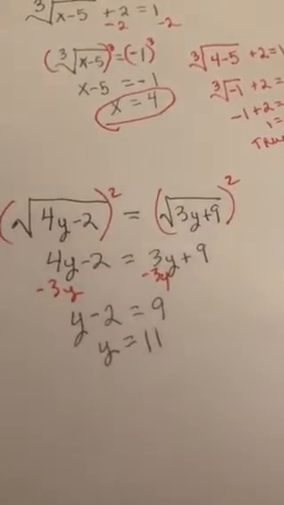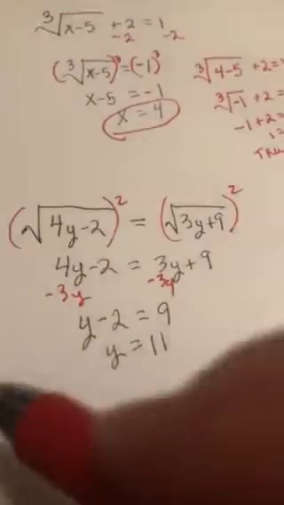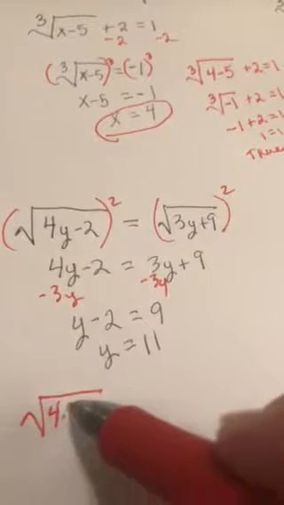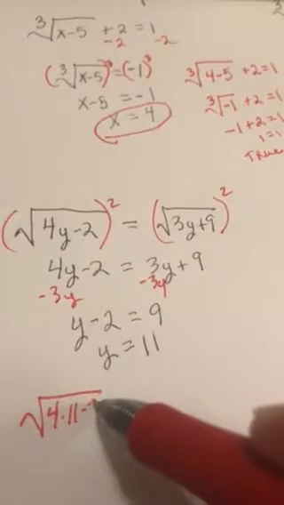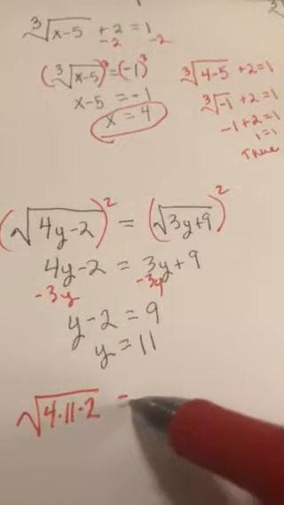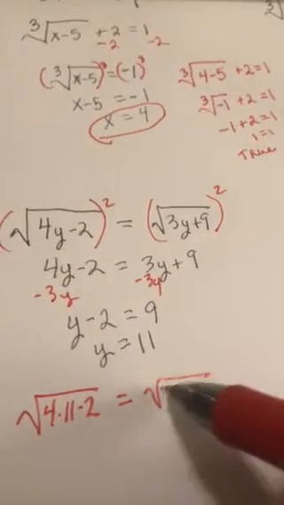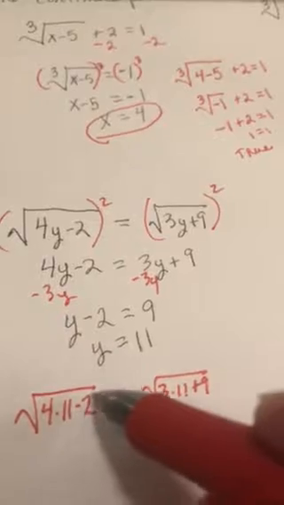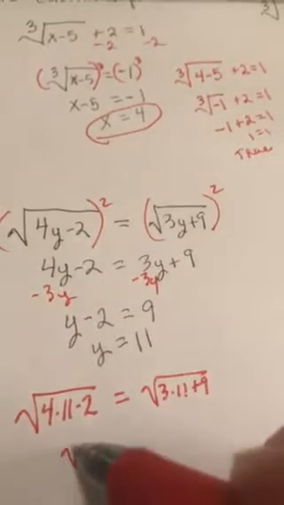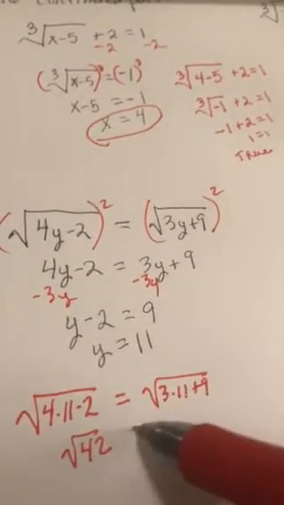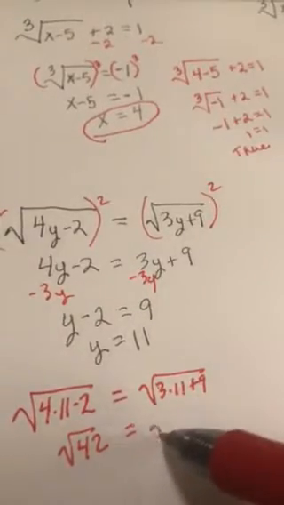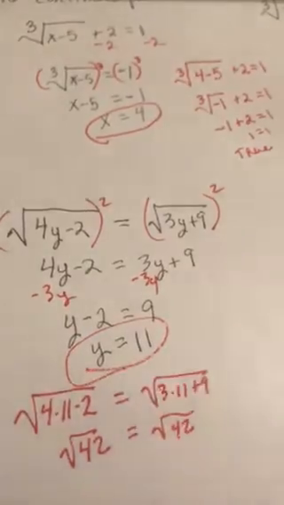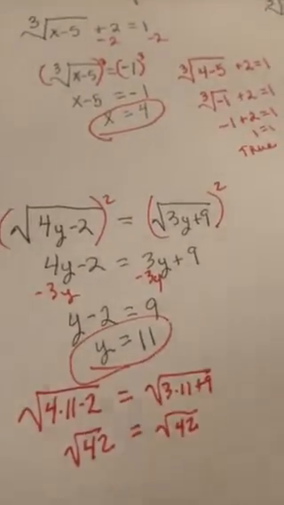And again, check your answer. Is it true that the square root of 4 times 11 minus 2 is the same as the square root of 3 times 11 plus 9? Well, that's 44 minus 2, which is square root of 42 on this side. This is 33 plus 9, square root of 42. I'm calling that true. There you go. Y is 11.